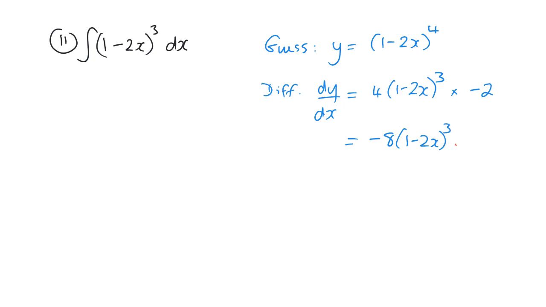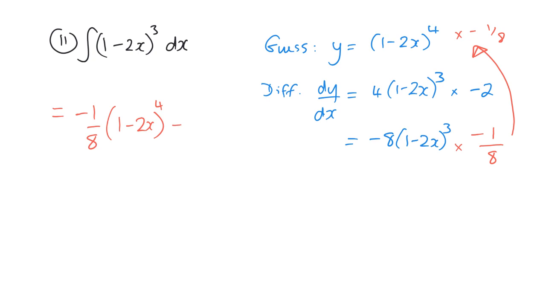So we want to get rid of the minus, so we're going to multiply by a minus, and we want to get rid of the 8, so we'd multiply it by minus an 8th. So we'll have to do that to our guess. So our answer is minus an 8th, (1 - 2x)^4 + c.